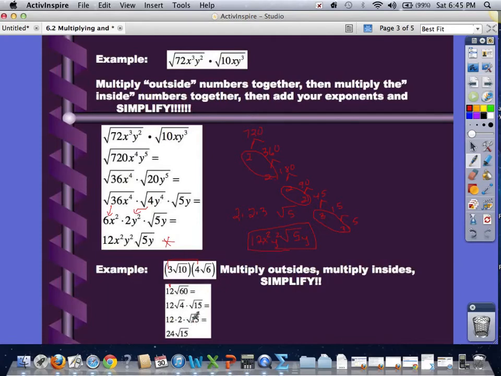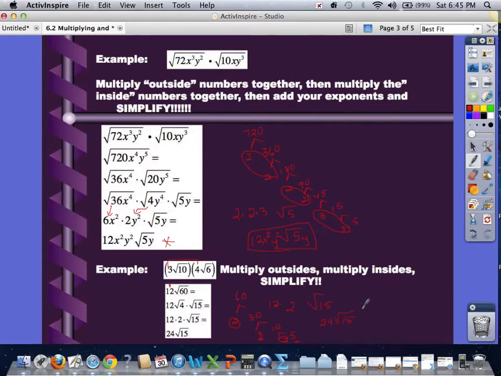15 doesn't break down. Now, if you needed to, you could make your tree again. That'll be 2 and 30, 3 and 10, and 2 and 5. And I only have a pair of 2s that go outside, and then the leftovers, 3 and 5, are multiplied together to give you 15. Okay, and there was already a 12 out there to begin with, so that makes 24 square roots of 15.